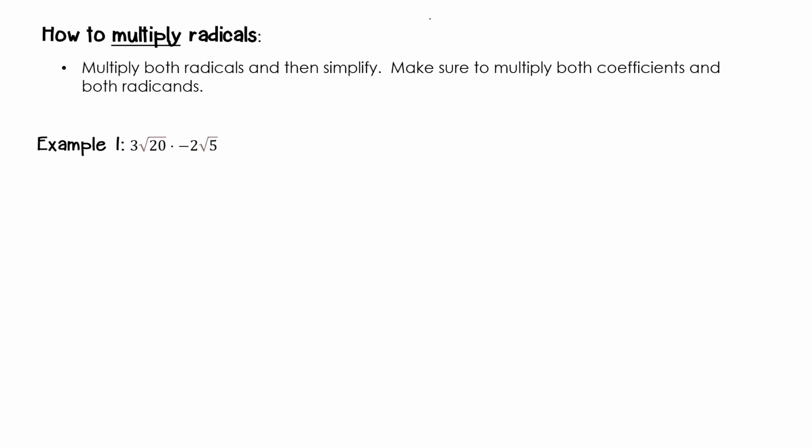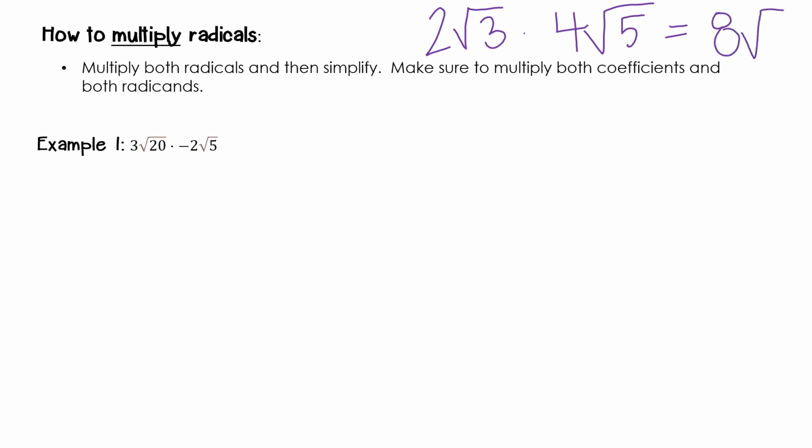So for example, if I were to multiply 2 square root 3 times 4 square root 5, I can multiply 2 times 4, so multiply the coefficients. That would give me 8, and then I can multiply 3 times 5, and that would give me 15. Okay? From here, we would still need to make sure that we simplify the radical, but the way to multiply a radical is to just multiply them together first and then simplify second.